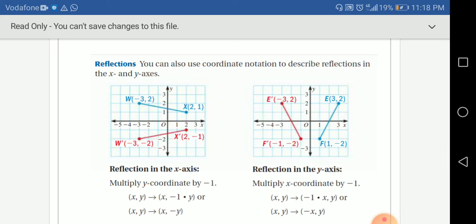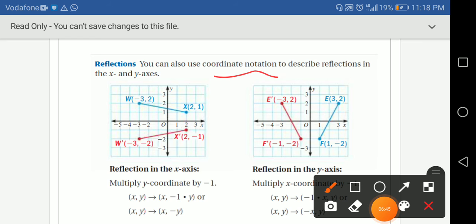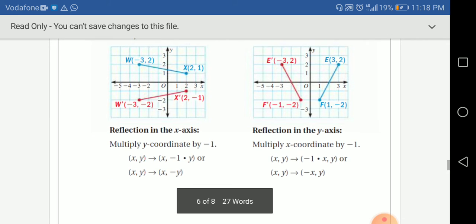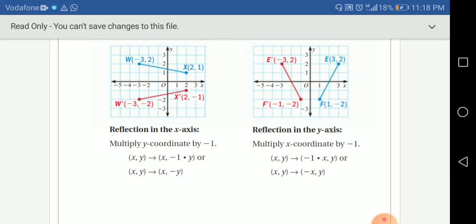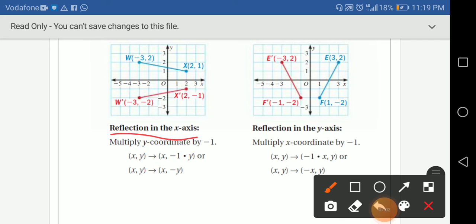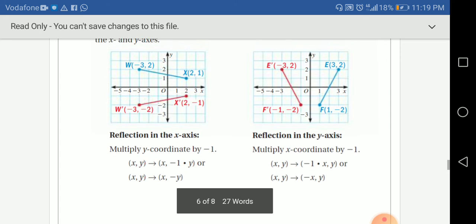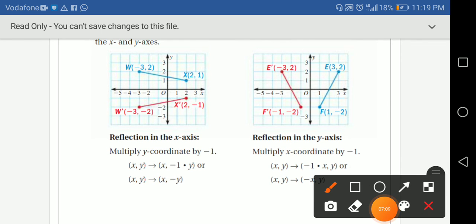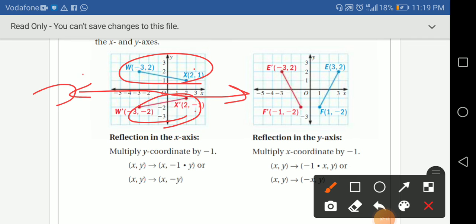So we have another topic here, which is reflections. You can use coordinate notation to describe reflections in the x-axis and the y-axis. So let's see this together, my dear students. I have here a reflection in the x-axis. This is what I want to show you. This is a reflection in what? In the x-axis. So this is the x-axis.